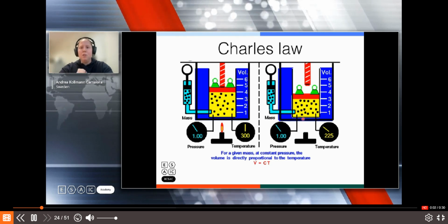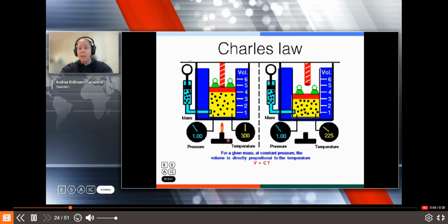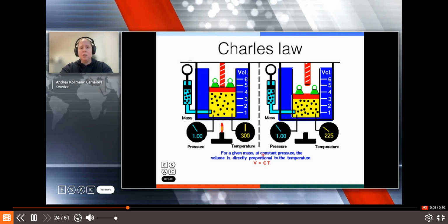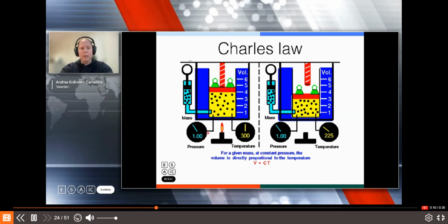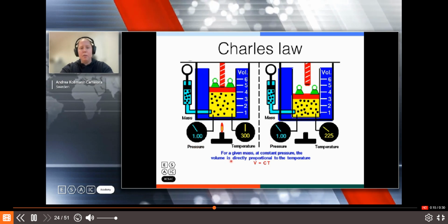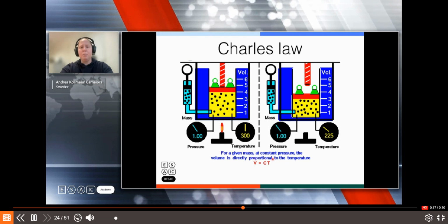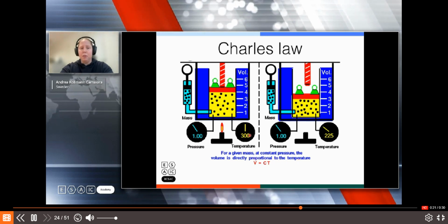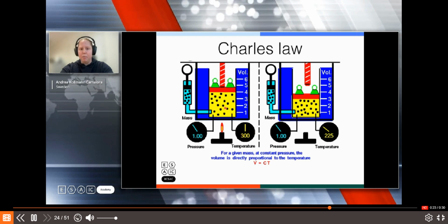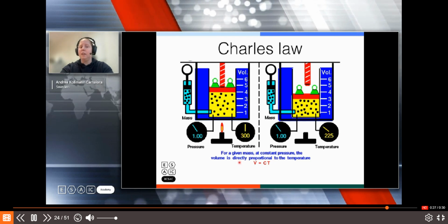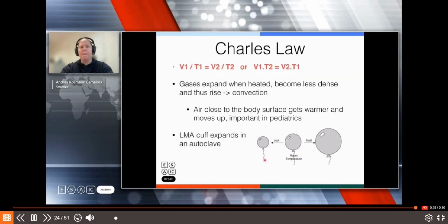Okay, we're going to go into Charles' law. Charles' law states that for a given mass, at a constant pressure, so the pressure here, if you see in the image, it's 1 and 1, the volume is directly proportional to the temperature. So more temperature, more volume; less temperature, less volume. It's directly proportional.